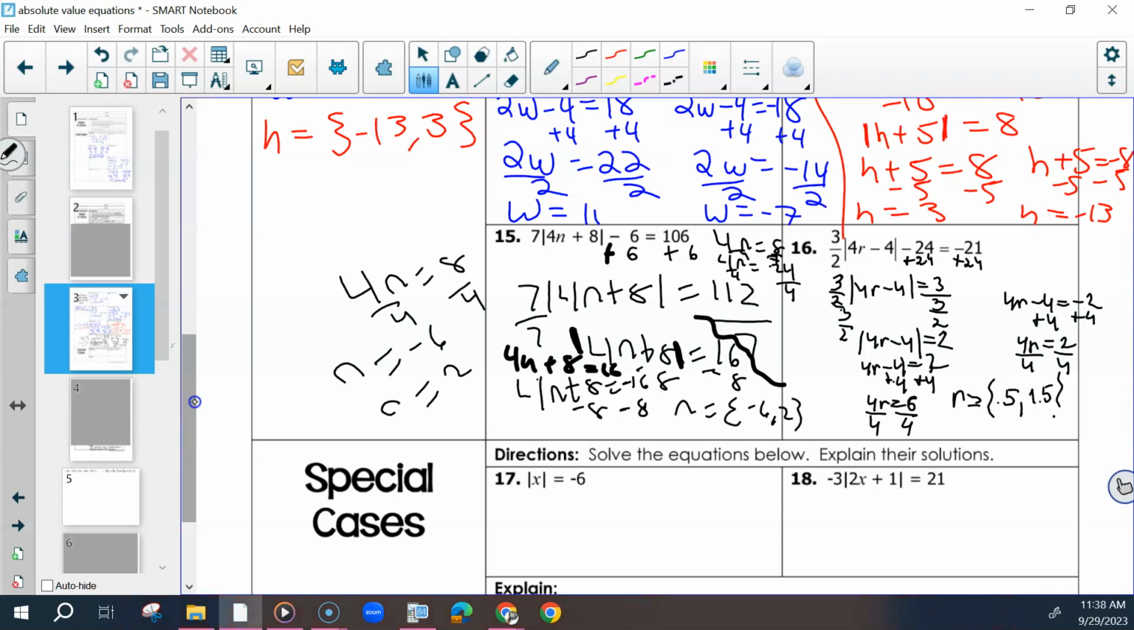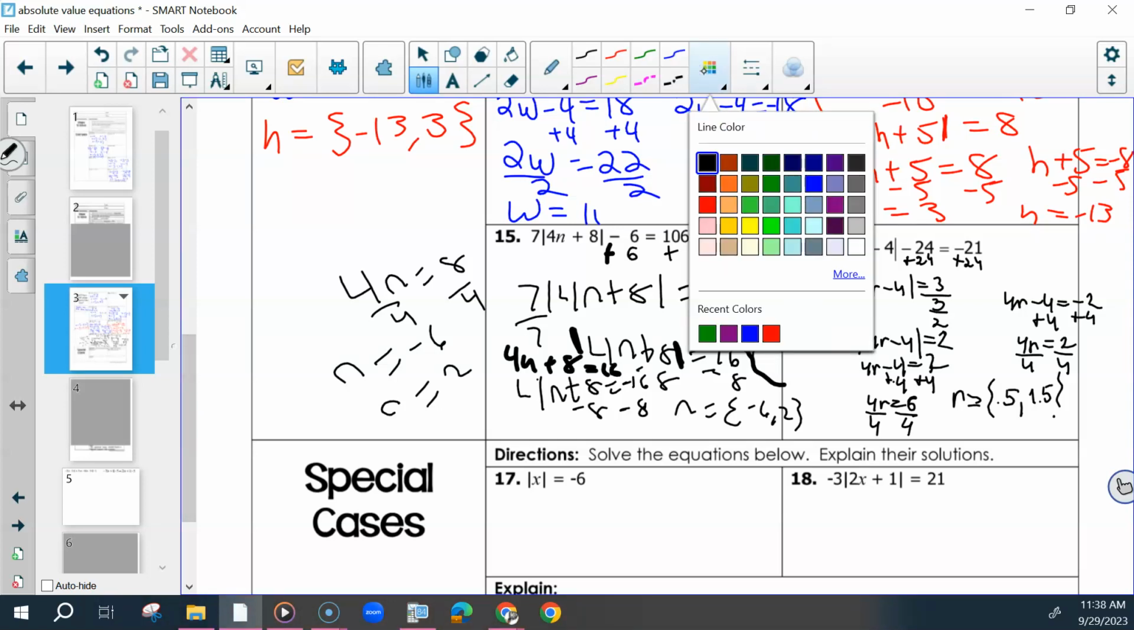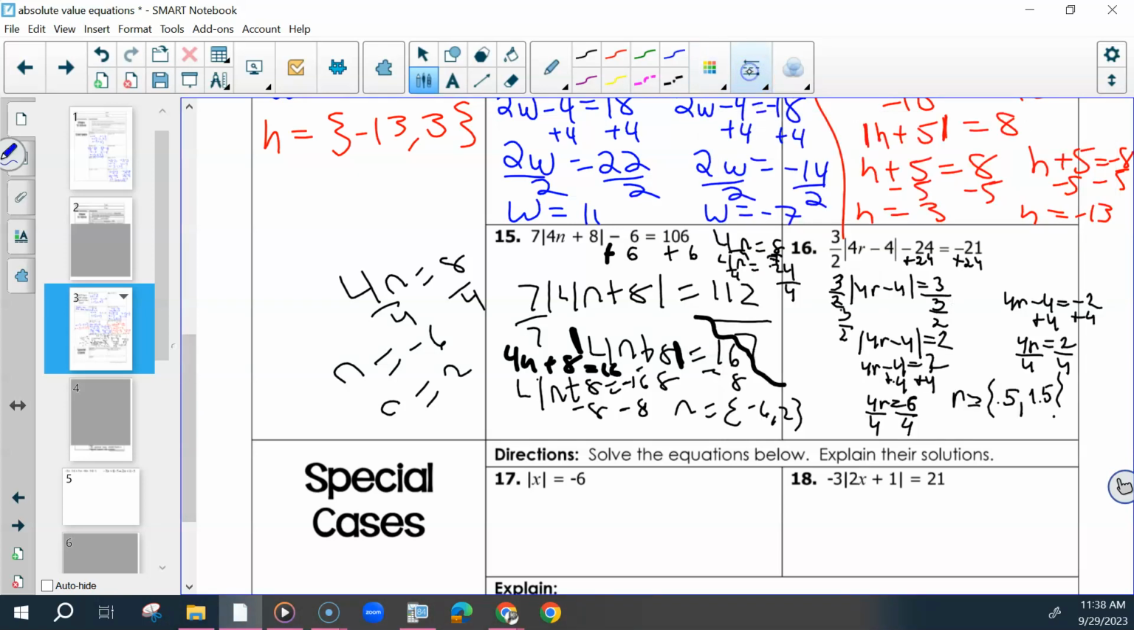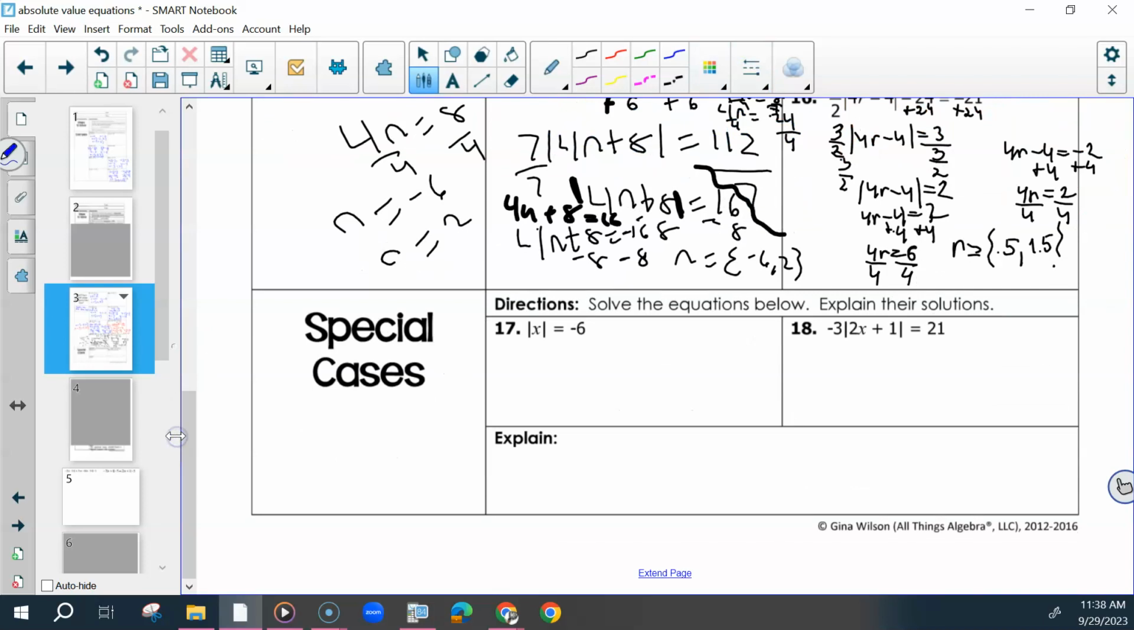Other questions on 15 or 16? Okay. Let's talk about some special cases. So when you get something like this, where you isolated the absolute value and it equals a negative, you cannot solve this. If you were to check it, it wouldn't work. This is no solution. Or you can use this.